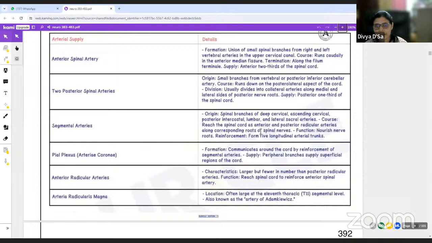So the anterior spinal artery is formed by the union of small spinal branches from the right and left vertebral arteries in the upper cervical region. So instead of the blood supply going from down to up, it comes from upwards to downwards. The right and left vertebral arteries join together there, and from there it runs caudally in the anterior median fissure. It terminates along the filum terminale and supplies the anterior 2/3 of the spinal cord.